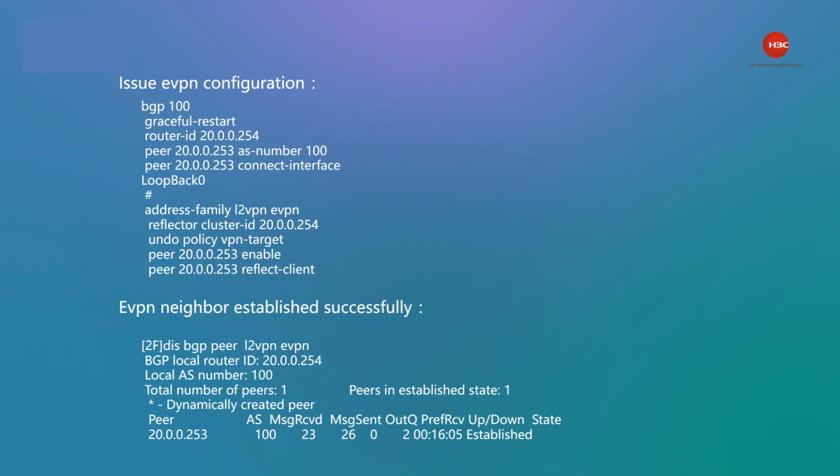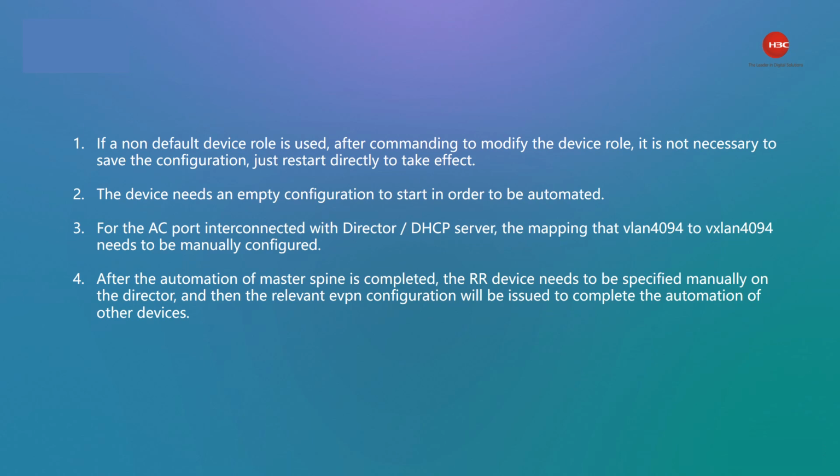The leaf downlink port discovers the access device through the LLDP protocol and completes the mapping configuration from VLAN 4094 to VXLAN 4094. Access can obtain the address of VLAN 4094. At this point, span, leaf, and access devices have completed the automation online process.